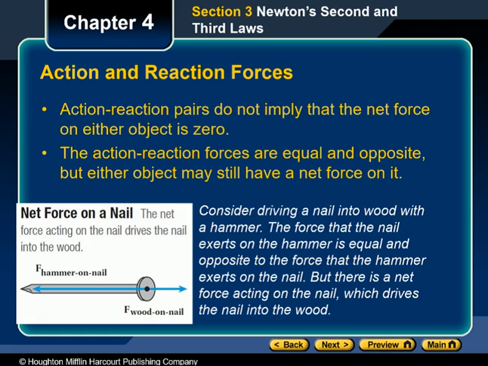For example, you could call the force that the car exerts on the barrier the action and the force that the barrier exerts on the car the reaction. Likewise, you could choose to call the force that the barrier exerts on the car the action and the force that the car exerts on the barrier the reaction.